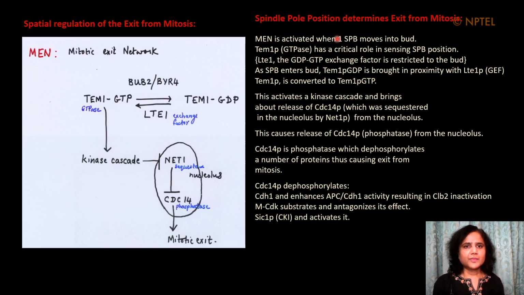So when the spindle pole body happens to enter the bud, the TEM1-GDP is brought in proximity with LTE1, which is the GDP-GTP exchange factor. And therefore, after this event has occurred, TEM1 is converted into TEM1-GTP, that is the GTP-bound form of TEM1.